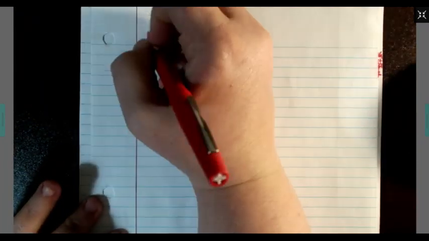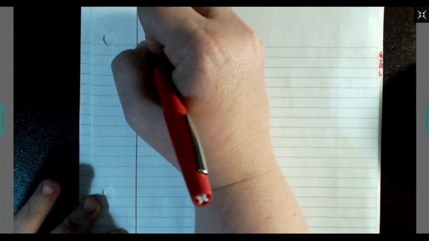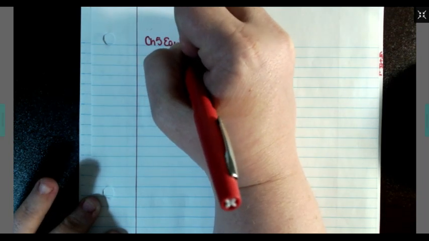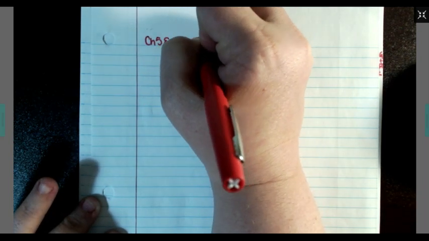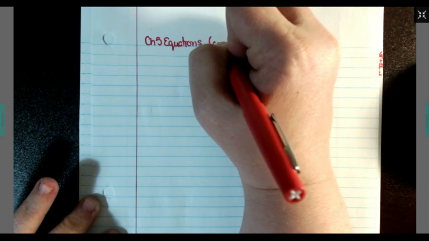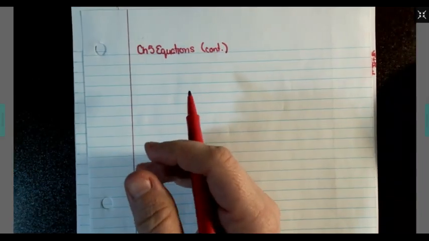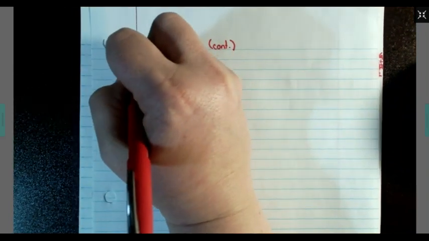So I'm going to say Chapter 5, Equations, continued. Now I'll end up stapling these together in the end. All right, our equations for today.